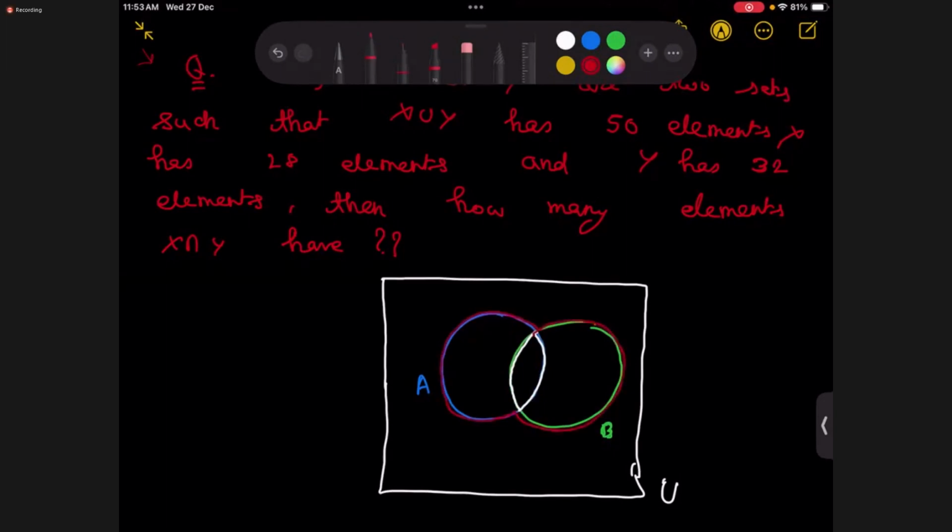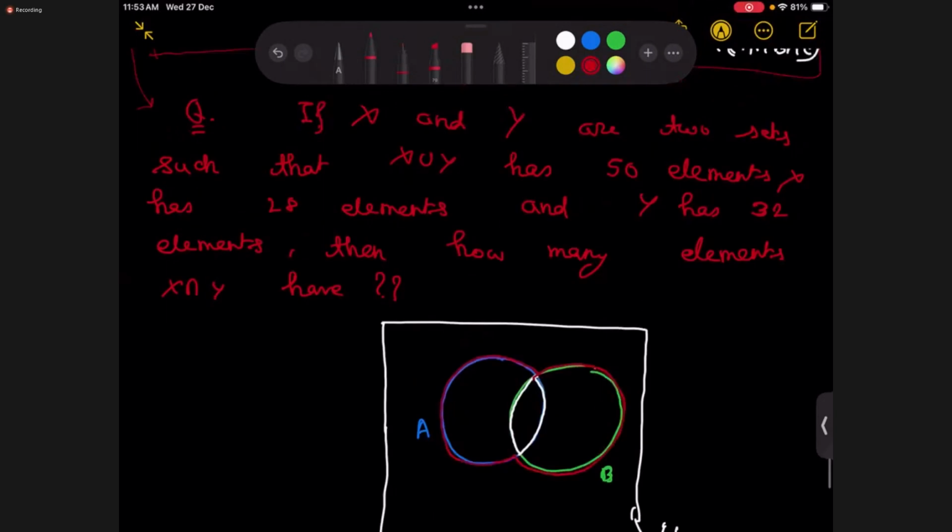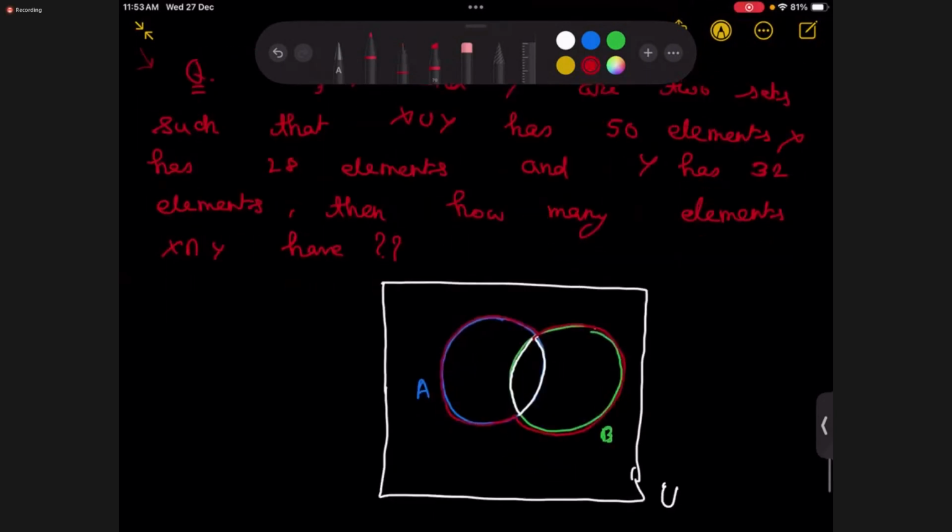Okay, so we have defined four sets. So what about the red portion? The red set contains 50 elements. X contains 28 elements.